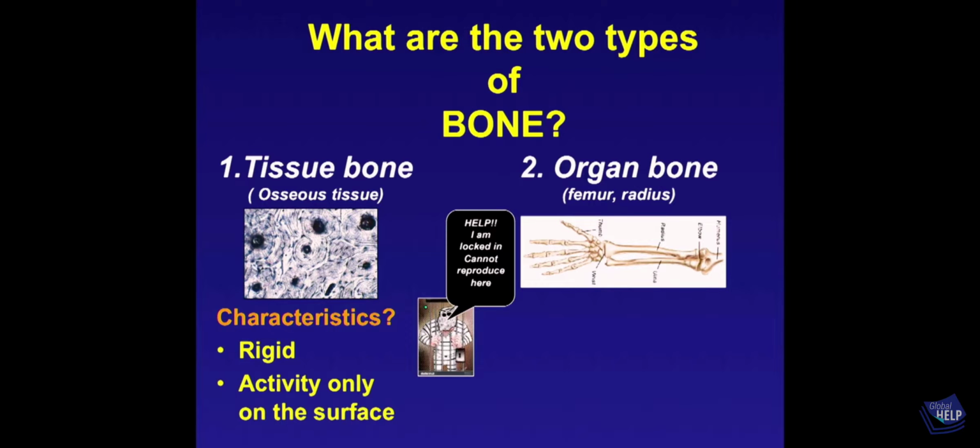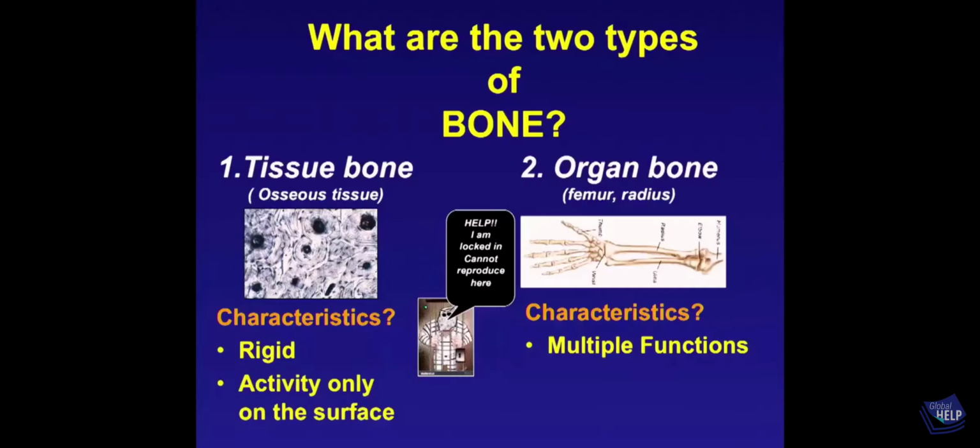So next we have organ bone. What are the organ bones? Well, any of the bones, like the radius, the ulna, the tibia, the femur, and so forth. They have multiple functions: hematopoietic functions, structure and support functions. They are also the sources of calcium and phosphorus in the body, which is important. But they've got to grow. These organs have to grow.